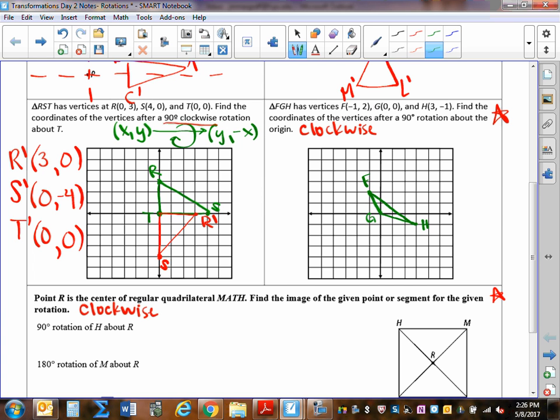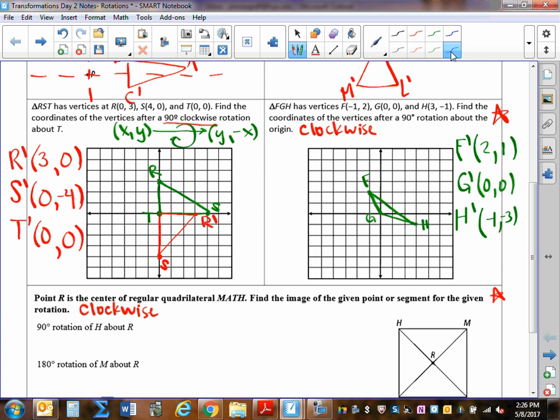All right, so now again, you can visually do this, or I can go ahead and switch and negate my points. So F prime, we're only going 90 degrees, so we switch and negate once. So 2, positive 1. Switch and negate the right side, 0, 0. And H, switch and negate the right side, negative 1, negative 3.